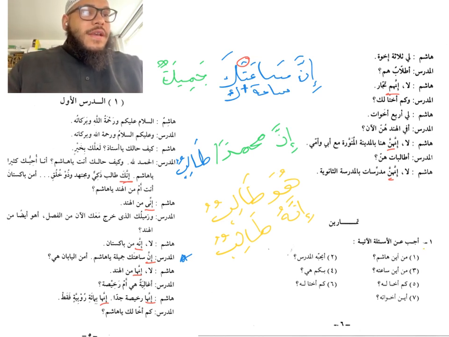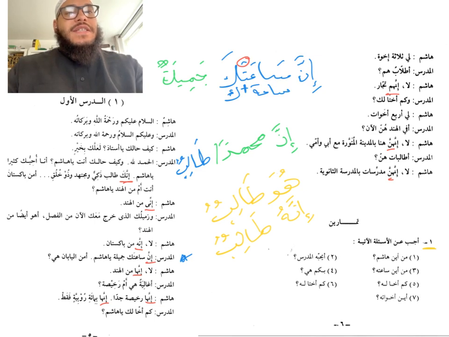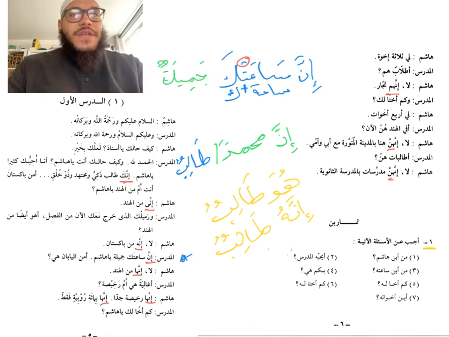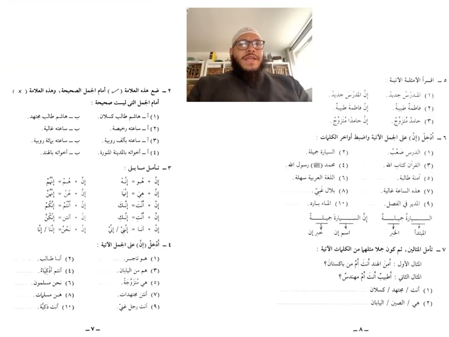Just so you can see here, ajib 'an al-as'ilat al-atiya. This is comprehension of this dialogue. Answer the following questions: look at the dialogue and the questions and answer them based on the information within these dialogues, inshallah ta'ala. So next exercise: place the correct sign regarding those sentences that are correct or incorrect, based on the dialogue that we previously saw.